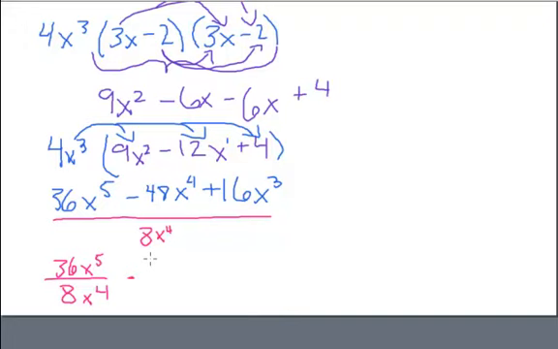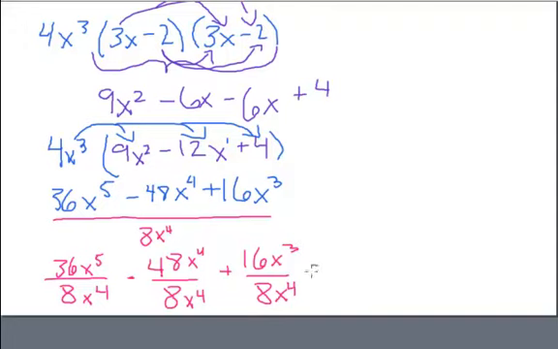minus 48x⁴ divided by 8x⁴. And then lastly, I'm going to have plus 16x³ over 8x⁴. I'm going to put my answer over here on the side because I'm running out of room. So let us work this first monomial out.